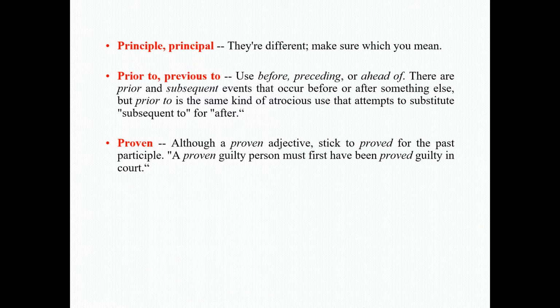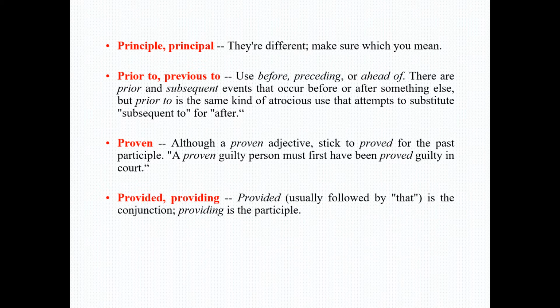Proven, although a proven adjective, is used; prove has the past participle proved. A proven guilty person must first have been proved guilty in the court. Provided or providing: provided, usually followed by that, is the conjunction; providing is the participle.